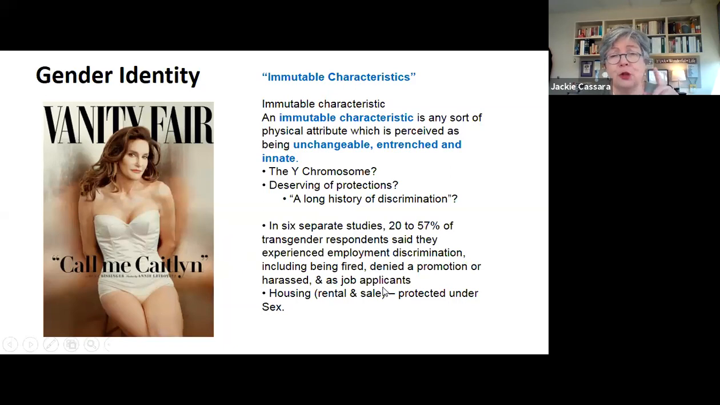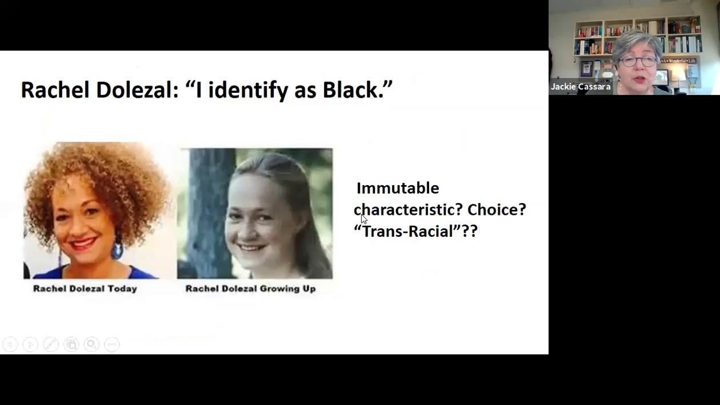Now, if you look at the court cases on this, there were six separate studies in which 20 to 57% of transgender individuals said that they had experienced employment discrimination and that they were fired, denied a promotion, or harassed, and also in housing, rental, and sale had experienced discrimination. But in housing, in rental and sale, this topic is protected now under the category of sex, which was previously relegated only to male and female. Now gender identity cases in the court system in the United States are also being held under these guidelines of gender identity. So that is something that we need to take a look at.